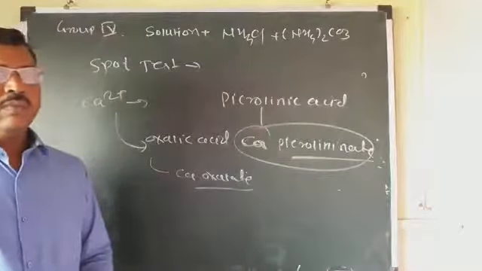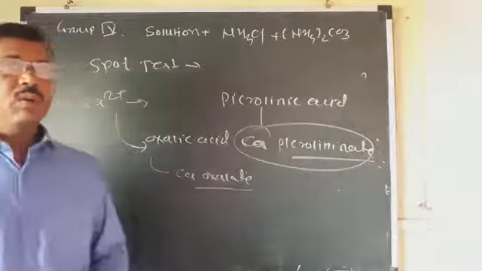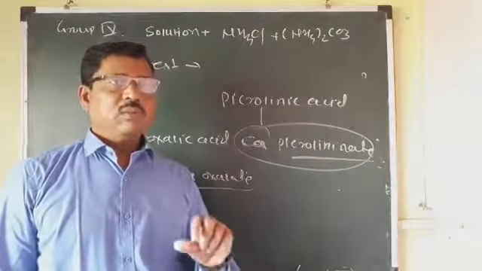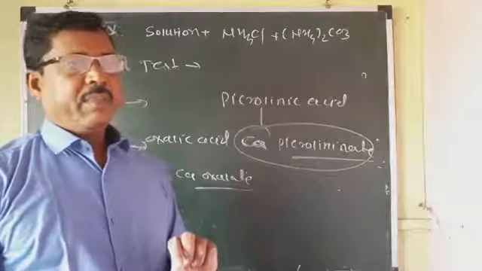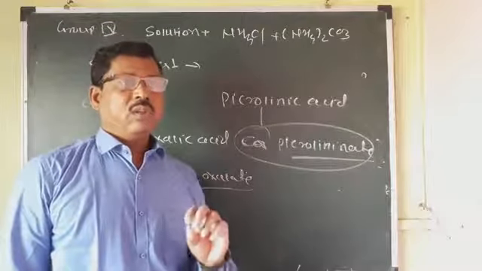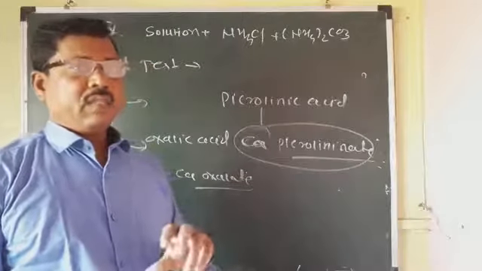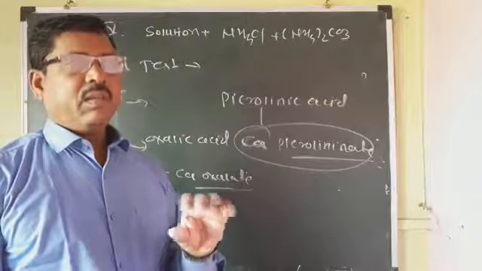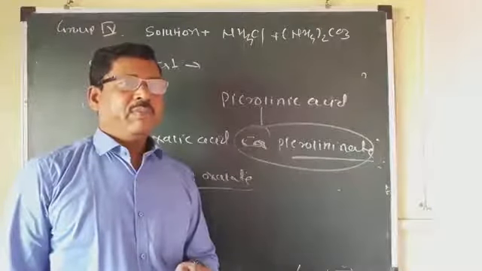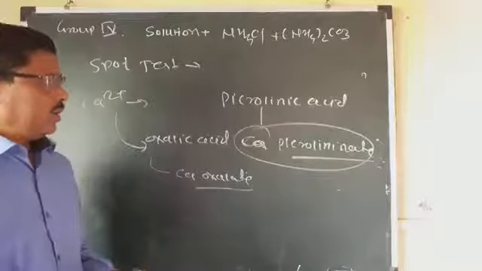Then strontium is also tested with sodium rhodizonate. Barium is also tested with the rhodizonate reagent, and strontium as well. But with barium, you will get the red stain of the barium rhodizonate complex, and for strontium, a gray or reddish brown stain is produced.